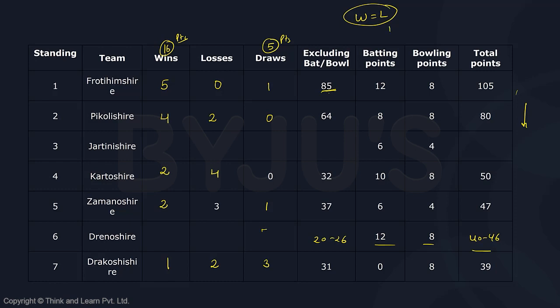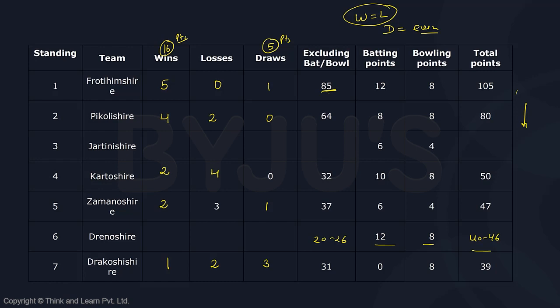Also, the number of draws must be an even number, right? Total number of draws. If you add the number of draws for all the teams, it must be an even number, because if A draws with B, B will draw with A. So it is counted twice in the sum. So the number of draws must be even, right?